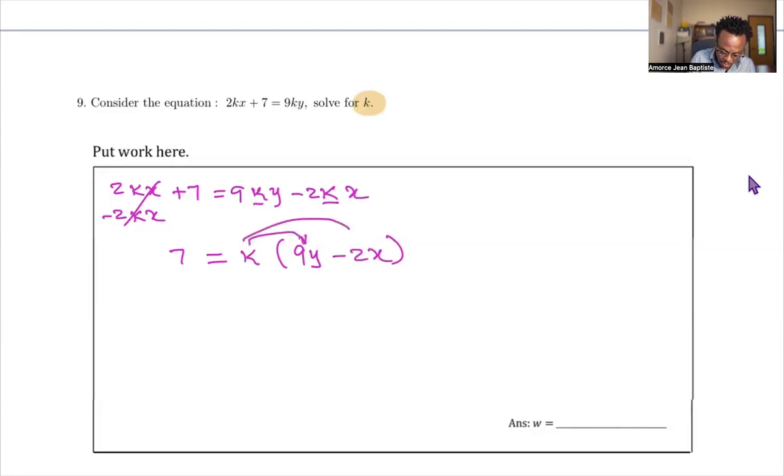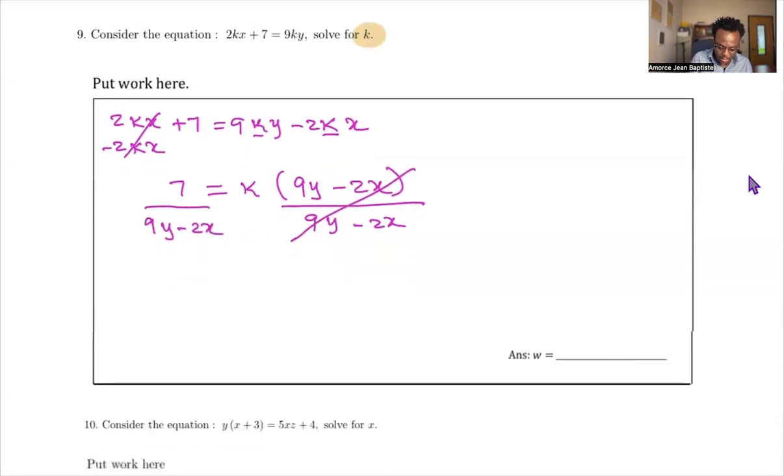Obviously, if you distribute the k back, it would give you the same expression. But since you're solving for k, you want to see it once in the problem. That's why we factored it out. So now the next thing we want to do is divide both sides by 9y minus 2x. Cancels this, then we are left with k equals 7 over 9y minus 2x.